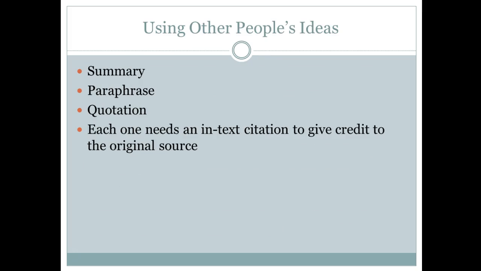Remember, we need an in-text citation anytime we summarize, paraphrase, or quote. Summary and paraphrase are two examples of times where we use sources, but we put it in our own words. Putting it in your own words still means you need an in-text citation. You still need to show where you learned that information. So make sure you're remembering to do that.